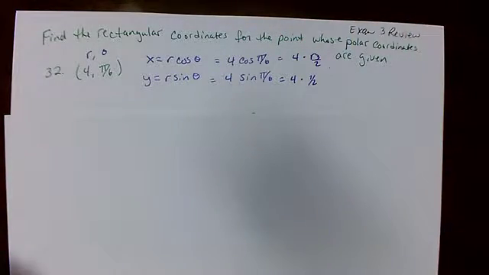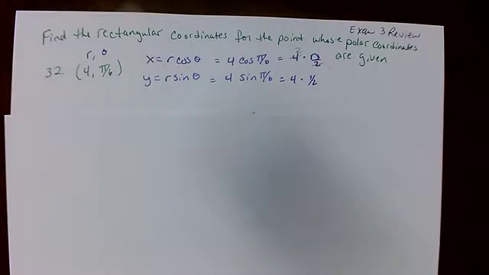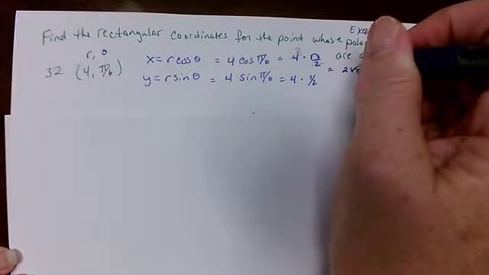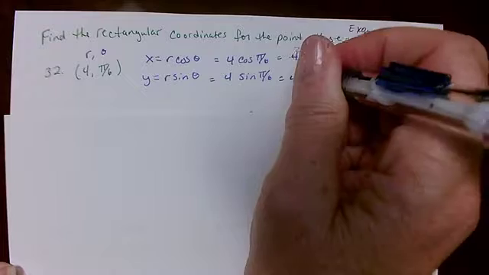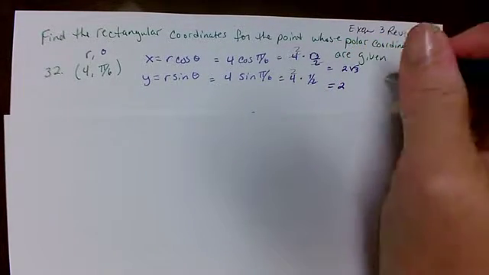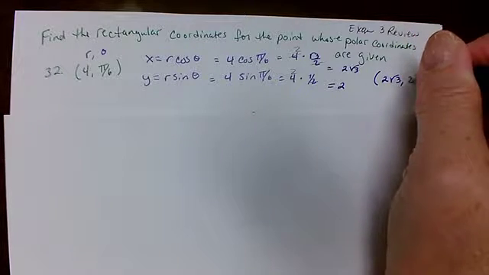So here we're going to do some reductions. 2 goes into 4 twice, so our x value will equal 2 times the square root of 3. And again, 2 will go into 4 twice, and so our y value will be 2. So our final point will be 2 square root of 3, comma 2.